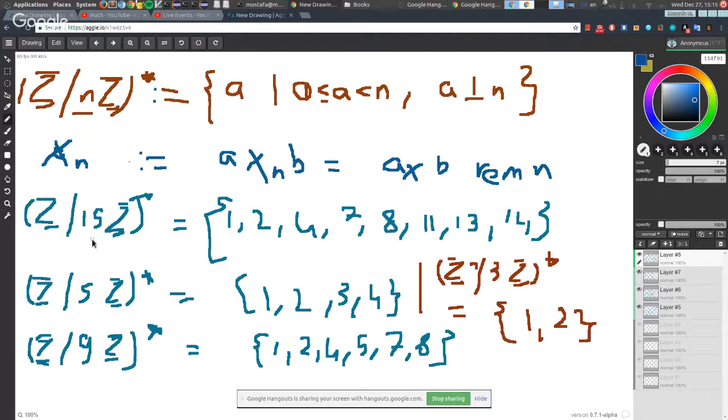As we can see here, these are the numbers that are co-primes with 15. None of these numbers have a common divisor with 15, and all the others have. All the others will be a multiple of 3 or a multiple of 5. It's the 3 here, or the 6, or the 9 and 10, and so on. For the 5, it's a prime number, so all the numbers that are smaller are co-prime. For the 9, we have all the numbers except the multiples of 3. And for the 3, we have only those two numbers.